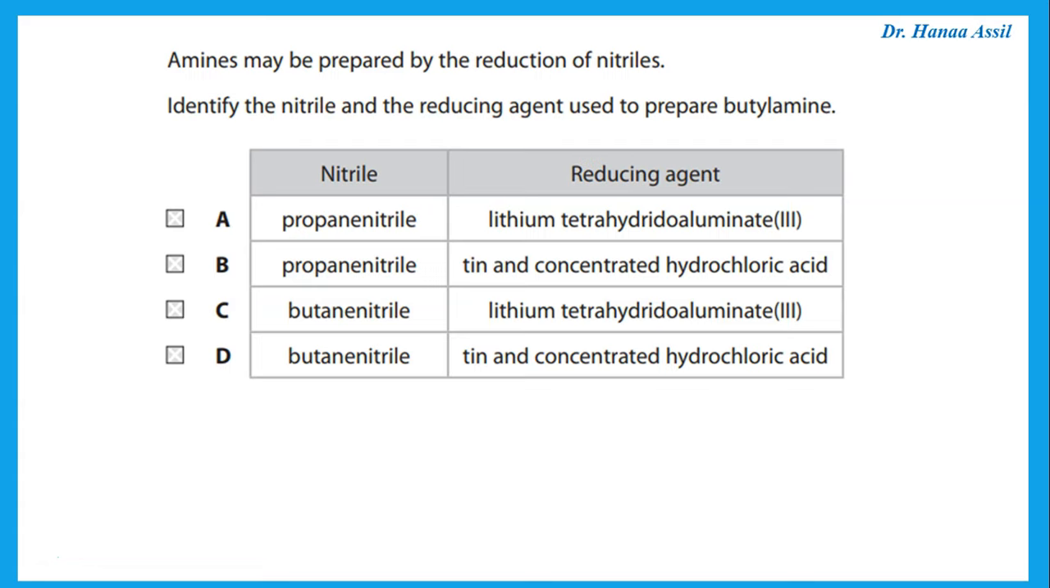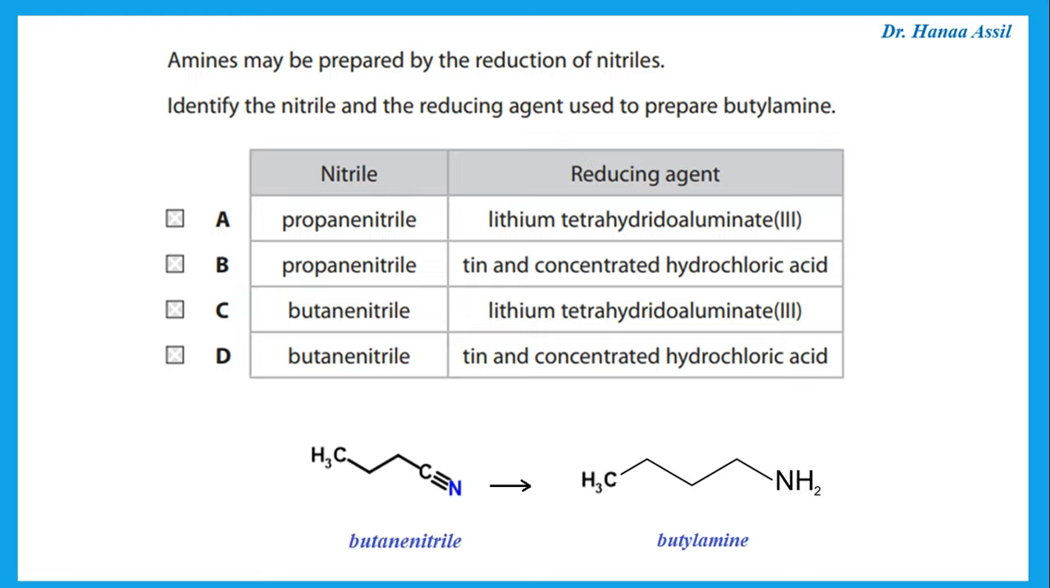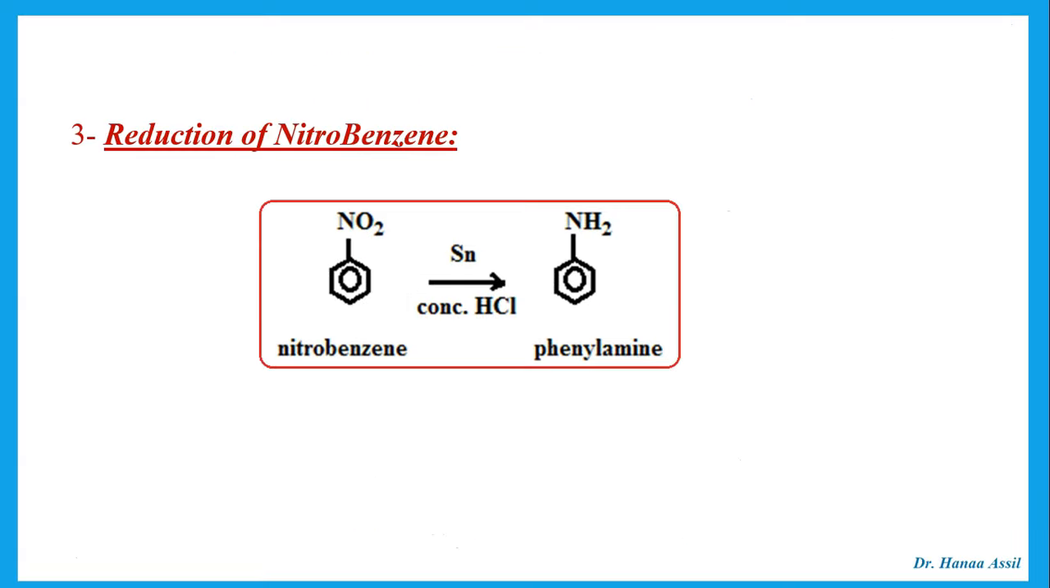So this question says amines may be prepared by reduction of nitriles. Identify the nitrile and the reducing agent used to prepare butylamine. So if I want to make butylamine, that's that compound on the right, what do I start with? I start with butane nitrile, and the reactant is lithium aluminium hydride. Remember, we could also use hydrogen in the presence of nickel.